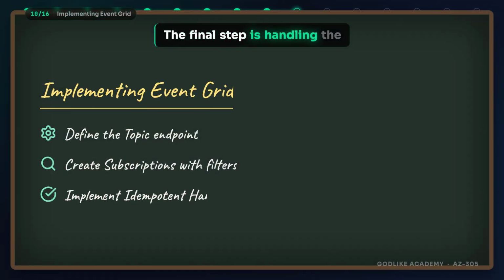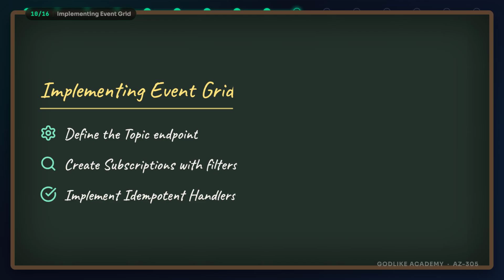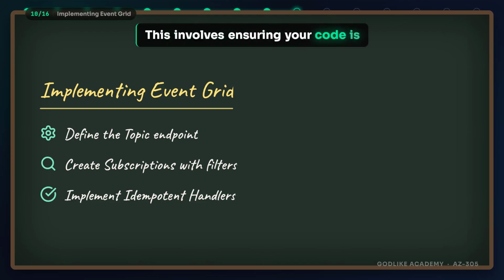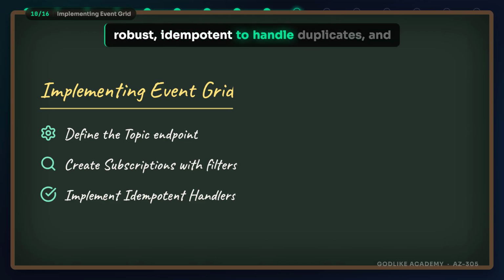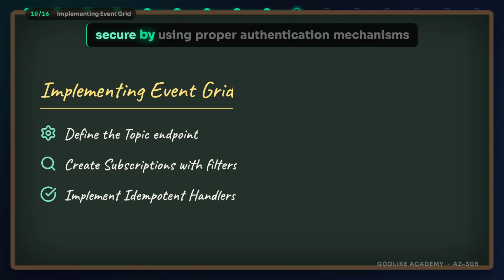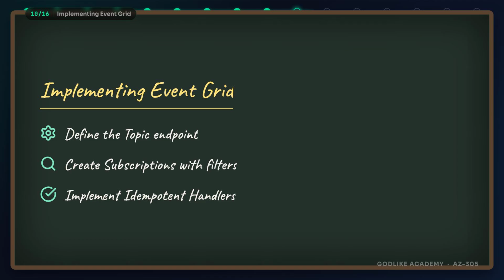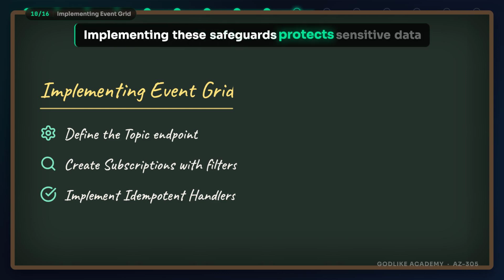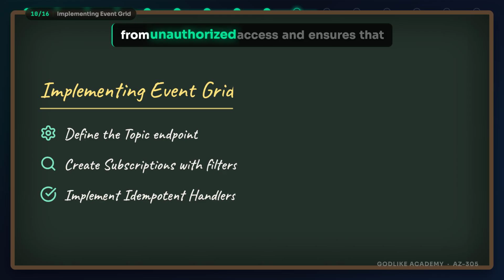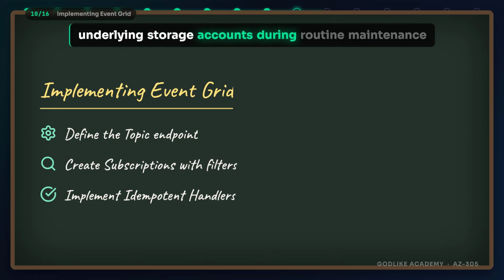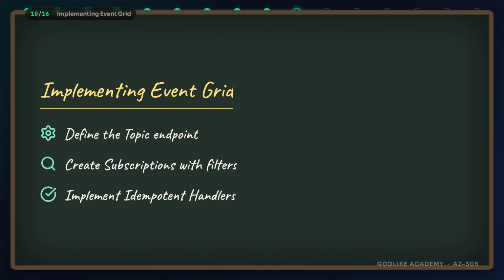The final step is handling the event logic itself. This involves ensuring your code is robust, idempotent to handle duplicates, and secure by using proper authentication mechanisms like SAS tokens or Azure AD. Implementing these safeguards protects sensitive data from unauthorized access and ensures that failed operations do not corrupt your underlying storage accounts during routine maintenance windows.